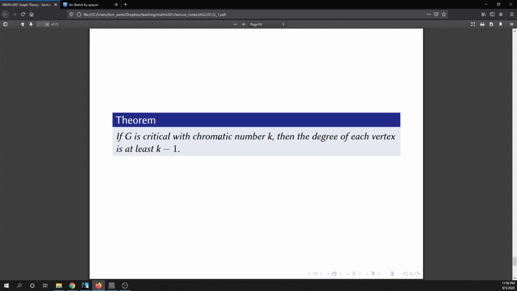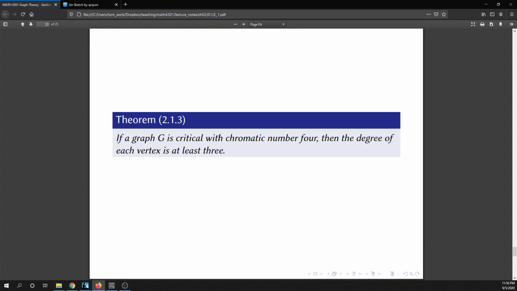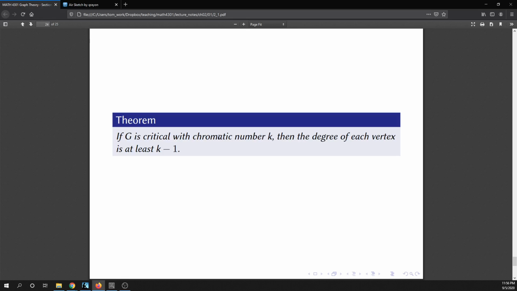We proved it actually only for chromatic number 4, but the theorem is true for: if G is critical with chromatic number K, then the degree of each vertex is at least K minus 1. And it follows exactly along the same lines of the proof that we just did. Instead of using 4, you're going to use K, and then instead of 3, you're going to use K minus 1. So it works exactly the same way as before, okay? I should have mentioned that before I looked at those other examples.